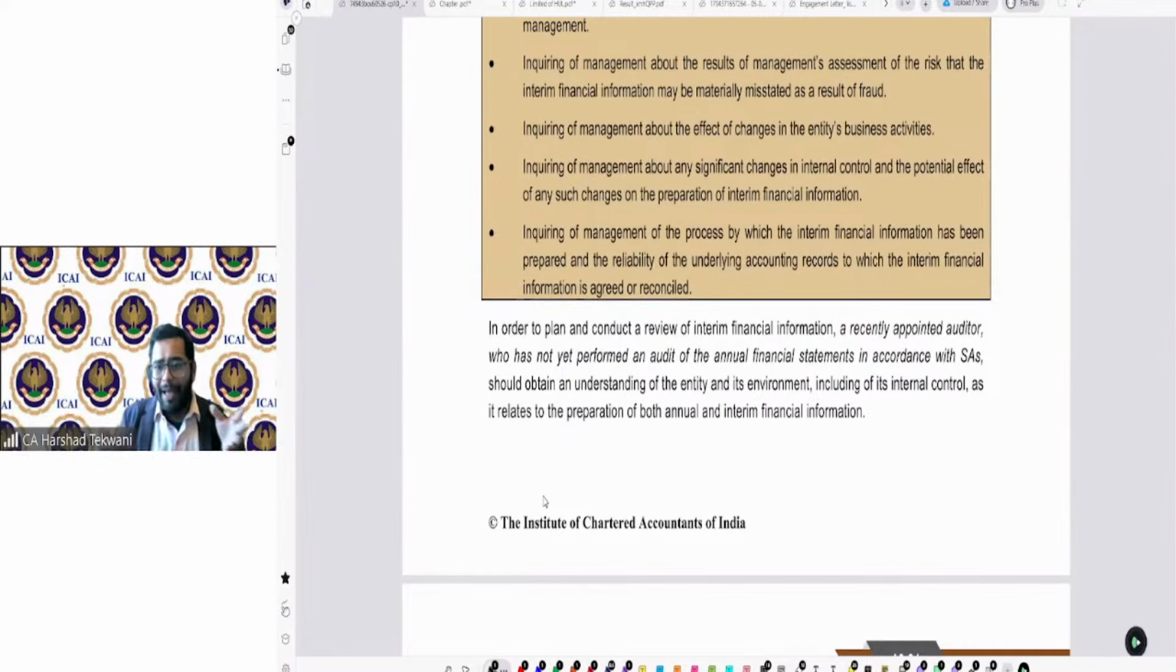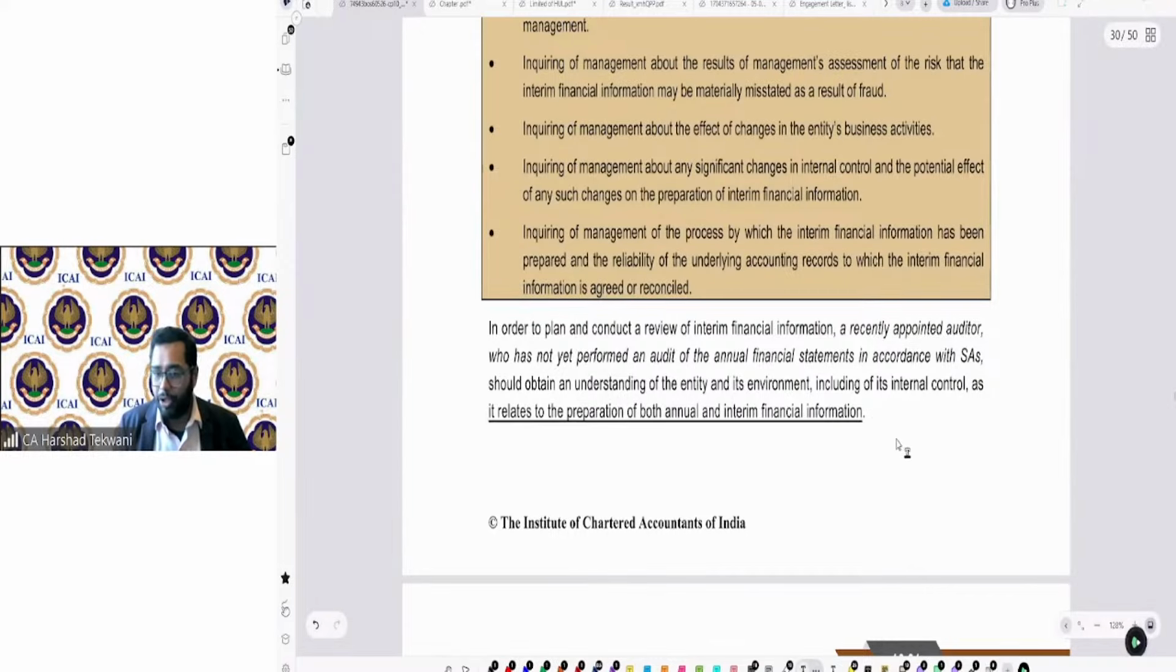Now, it could be a case where you are the first auditor and you are performing the audit and the review for the first time. If that is the case, then you need to perform detailed procedures to understand the entity, its environment, including its internal control, which may relate to both your preparation of annual and interim financial information. So if you are a recently appointed auditor, you may be required to perform procedures which are applicable for the audit and also for the interim financial information.